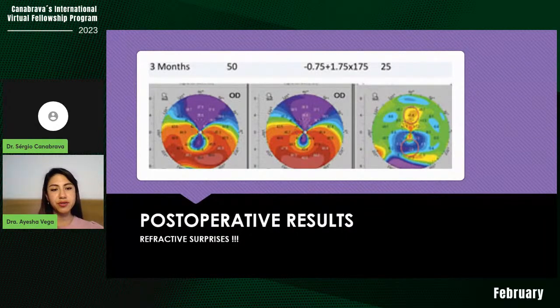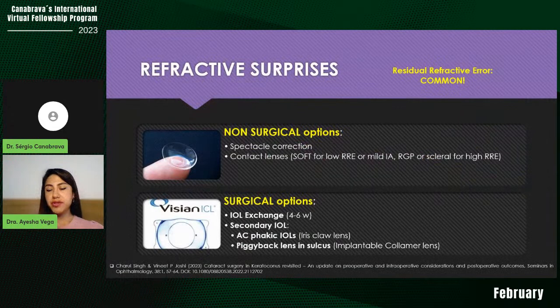To end this presentation, the postoperative results, as we mentioned before, are very common: the refractive surprises. There are two ways to manage this type of result: the non-surgical options for these patients when we have this refractive surprise, and the surgical options. With the non-surgical options, we have the spectacle correction and also the contact lenses. We can use soft contact lenses for residual refractive errors that are very low, or for mild irregular astigmatism. And we can use rigid gas permeable lenses or scleral lenses for high residual refractive errors.